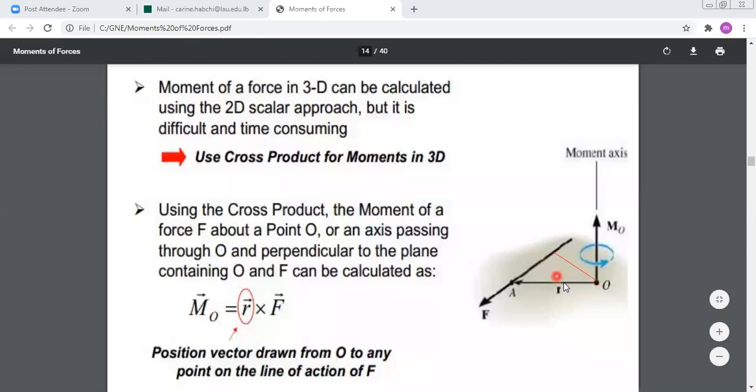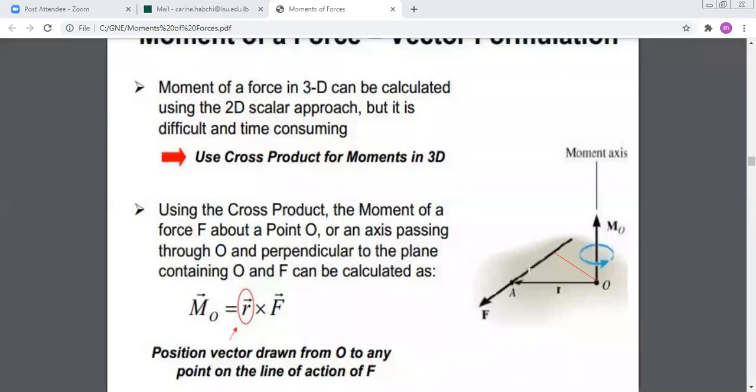Because if you look at your figure here, if I take this vector r, and it's making any angle, an arbitrary angle with the line of action here, it's not necessarily 90, so any angle theta. If I want to find the magnitude of r vectorial f, what is it from the definition? For the cross product, the magnitude of r vectorial f is the magnitude of r times the magnitude of f times sine of the angle between them. So times sine of theta.